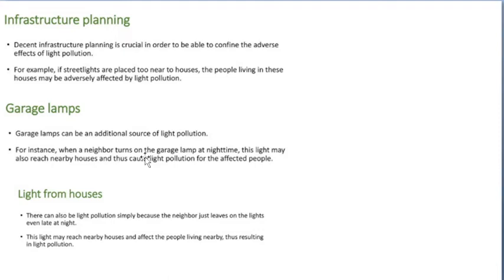Decent infrastructure planning is crucial in order to confine the adverse effects of light pollution. For example, if street lights are placed too near to houses, the people living in these houses may be adversely affected by light pollution, isn't it, my dear students?